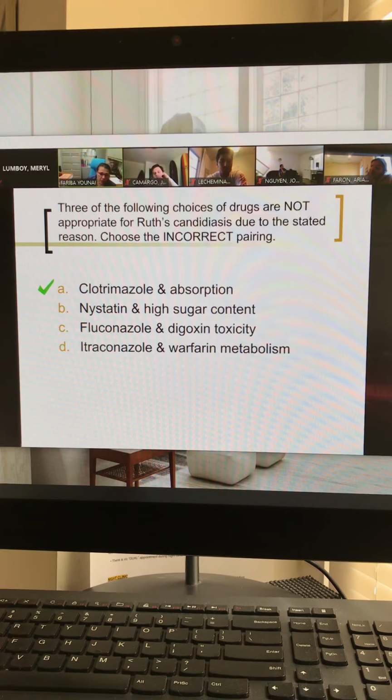And I would not withhold it because there is no absorption. You have to remember that clotrimazole, even though it has azole at the end, is not a systemic medication. It's a topical medication. It doesn't get absorbed anyway. So that was the wrong pairing that I was going with. So let me just tell you a little bit about these drug interactions.